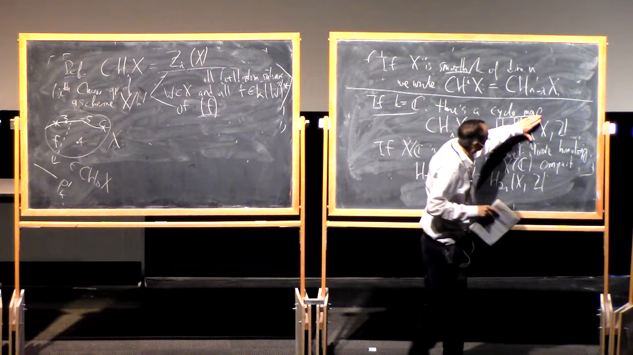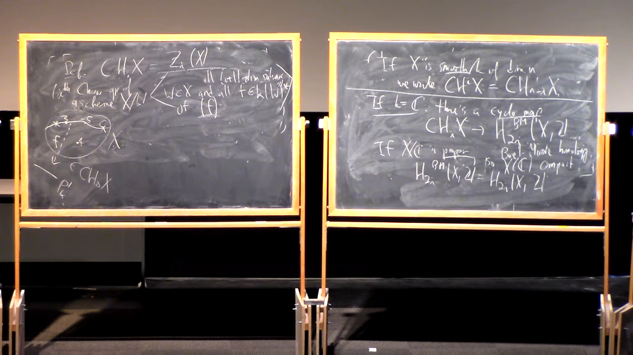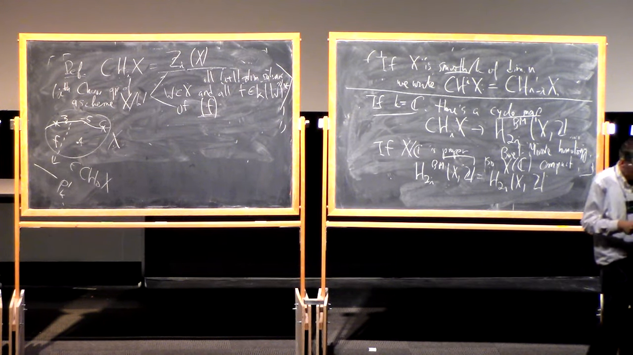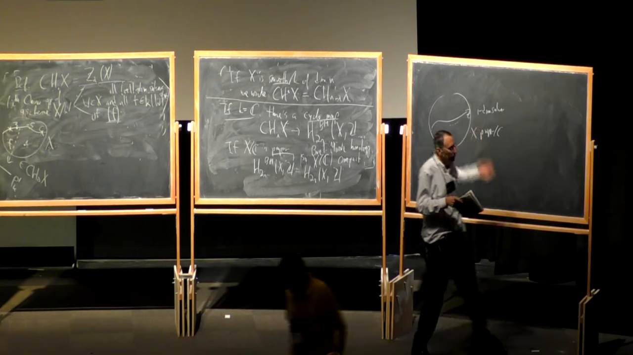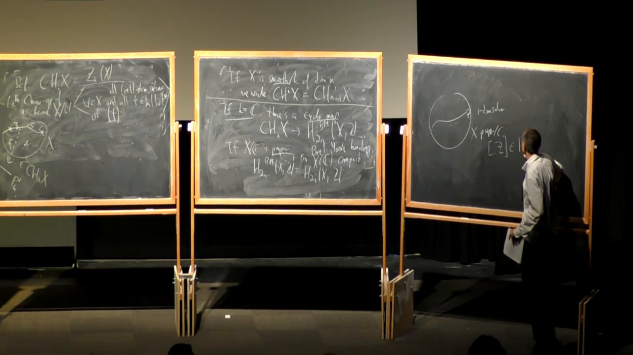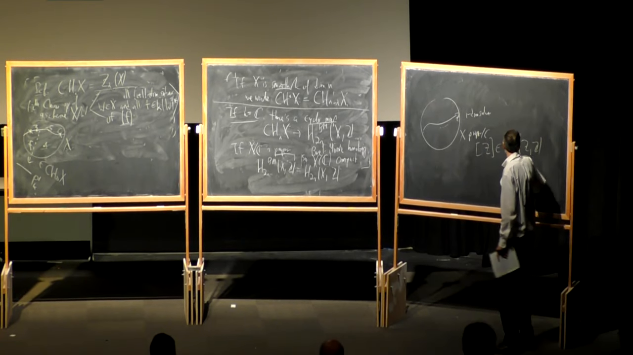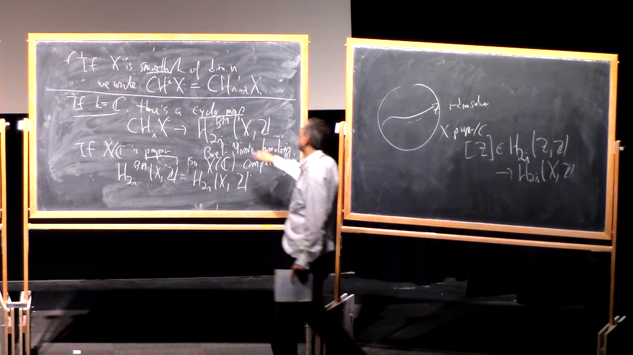What is this map? I want to say it's the obvious thing. If I'm given an i-dimensional subvariety, let's say this is proper. For example, if this subvariety were actually smooth, then Poincaré duality tells me that I have a fundamental class in the top, 2i homology of Z with integer coefficients, and that of course maps to the 2i homology of the whole space. That's a typical example of what this cycle map is.